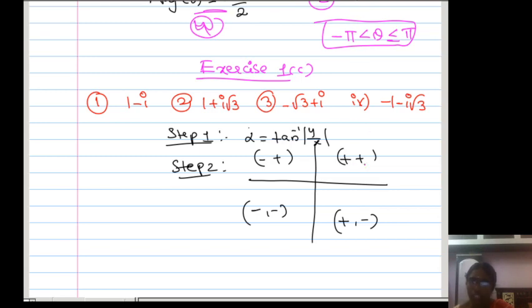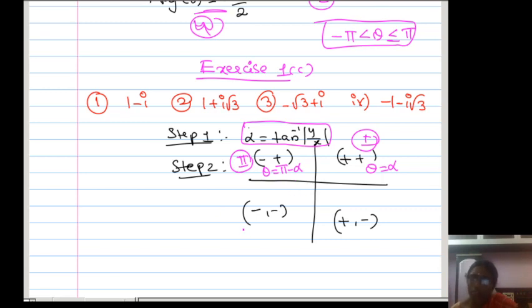When the complex number is in the first quadrant, the principal argument is alpha only. Theta is equal to alpha itself, which means whatever alpha you got here is our answer. If it is in the second quadrant, what is our principal argument? Theta is 180 minus alpha. Whatever alpha you got, 180 minus that is our principal argument if the complex number lies in the second quadrant.